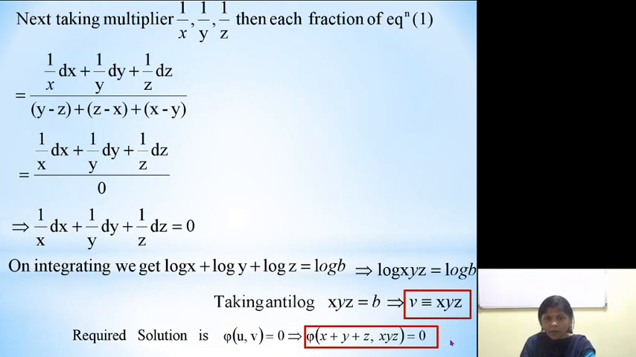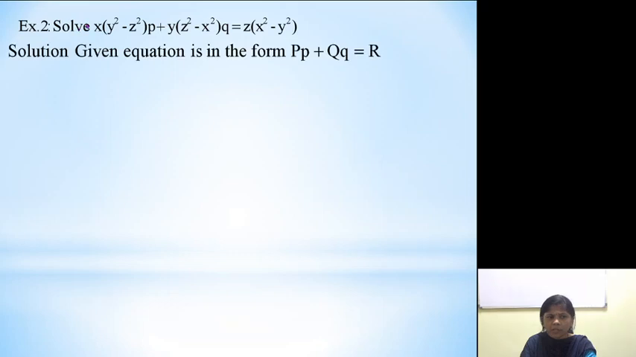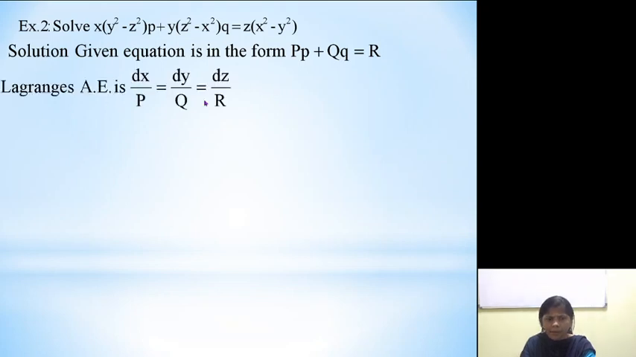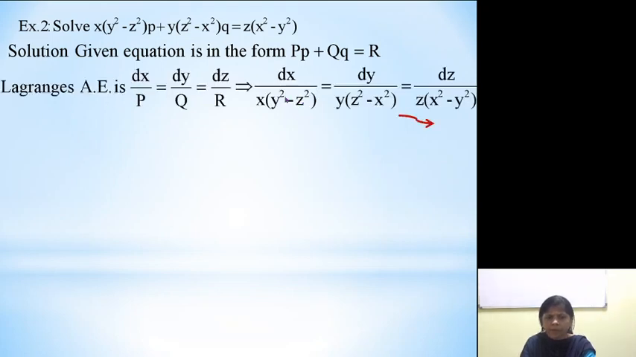Okay, now let us try to go in depth with the help of the second example. So that is: solve. This is the example. Just check whether it is in the standard form or not. So it is in the standard form. Accordingly we will write Lagrange's auxiliary equation. We can easily write Lagrange's auxiliary equation.